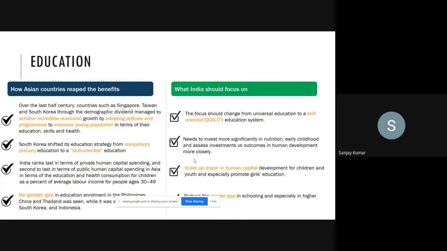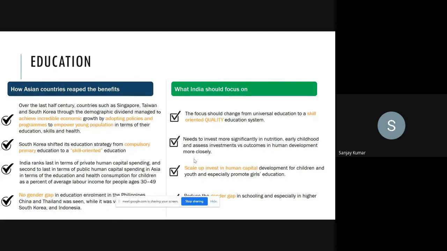We also need to invest heavily in childhood nutrition and even the nutrition of adolescents and young people, so that they can be more productive in coming years and we can reap the benefit of demographic dividend. For that, we need to scale up our investment in human capital, which is most important. And what we have seen as of now is that there are gender gaps even in literacy levels, as well as at a higher level, in women going into STEM and other technical degrees.